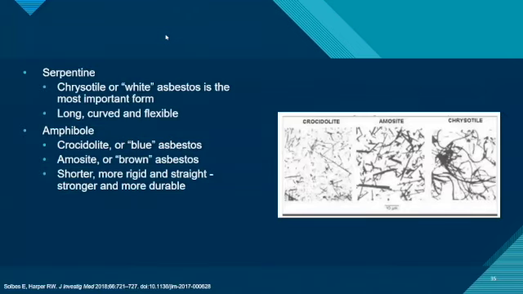There's 2 main types of asbestos fibers that we look at. There's a serpentine, which is also known as chrysotile or white asbestos. And this is probably the most important one because it's associated with both of the diseases. And this one is long, curved, and flexible. And then we get the amphibole, which is the crocidolite or the amosite, which is the blue and brown asbestos respectively. And these tend to be shorter, more rigid, and straight, making them stronger and more durable.